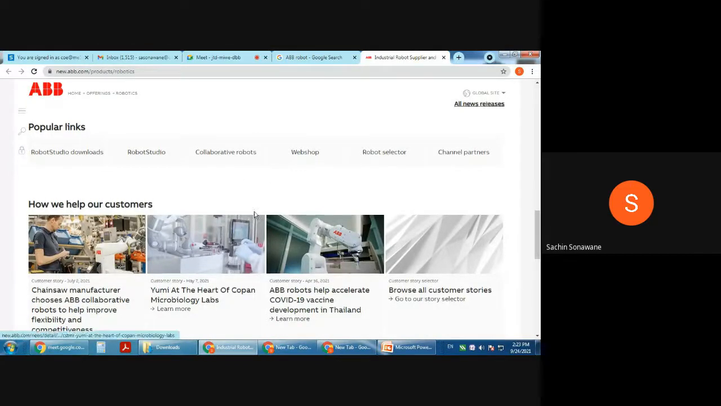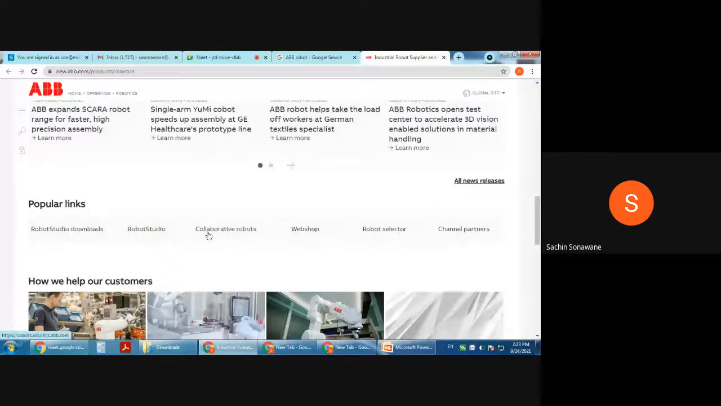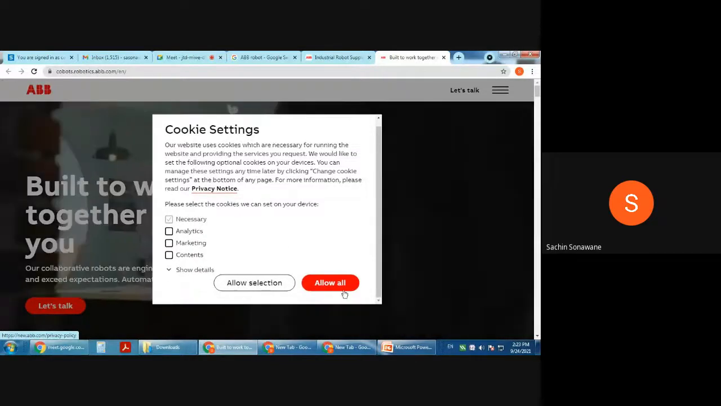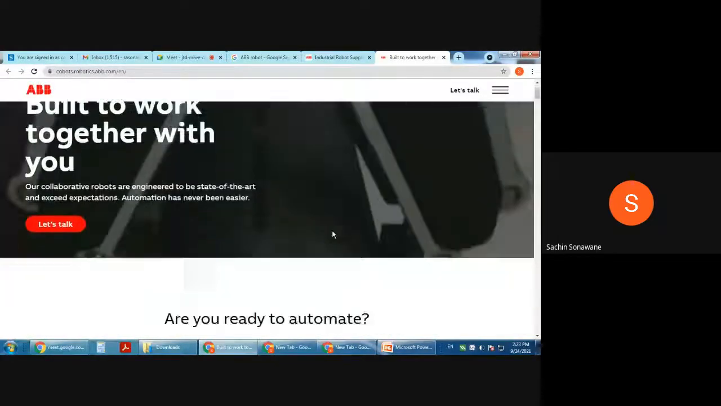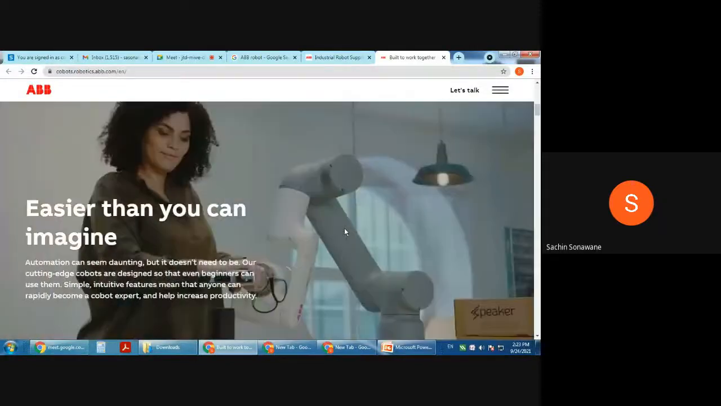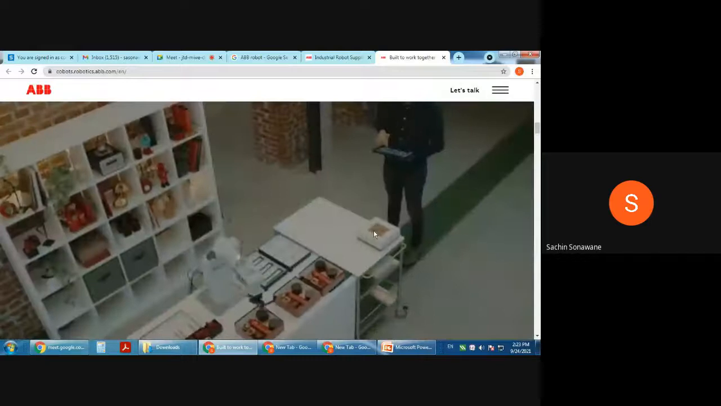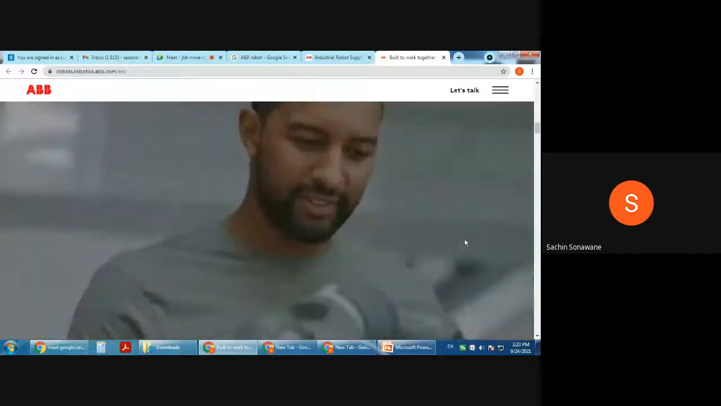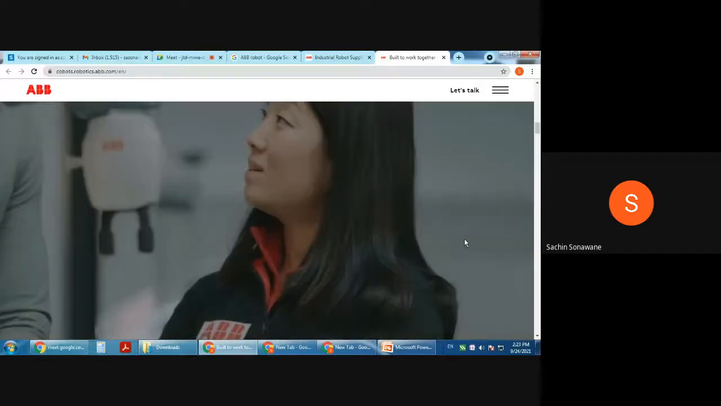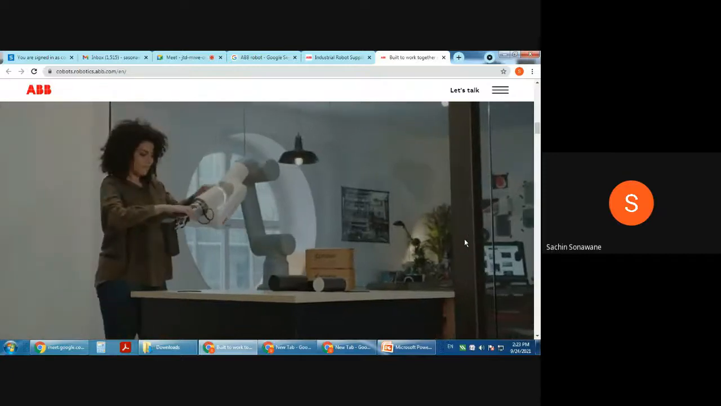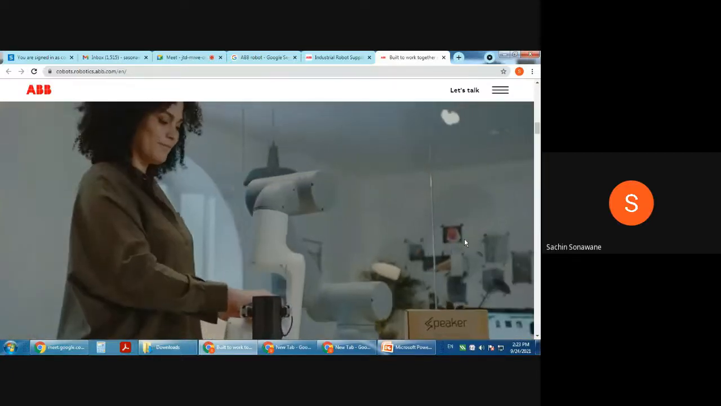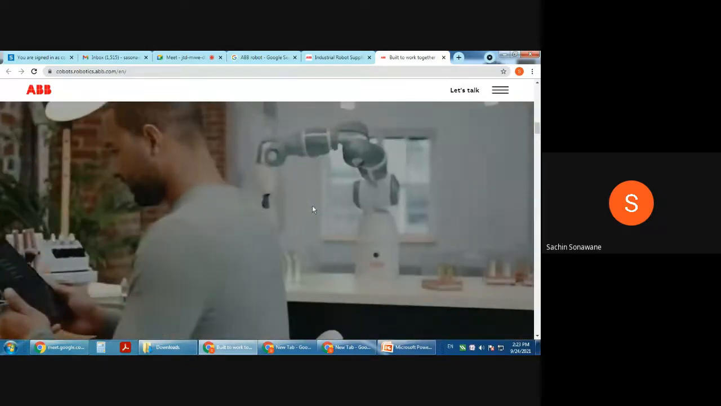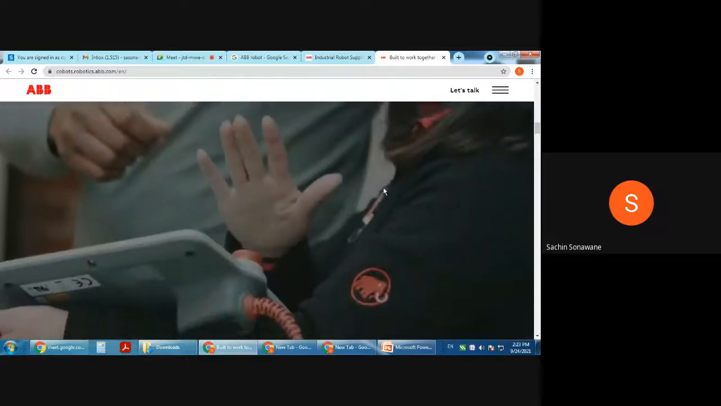I will show you this collaborative robots. See that this collaborative robot. Collaborative means what? When work is done with the help of another person or by taking help of another person, that is known as collaborative robot. Now this man or woman is working along with this robot. That's why it is known as collaborative robot.